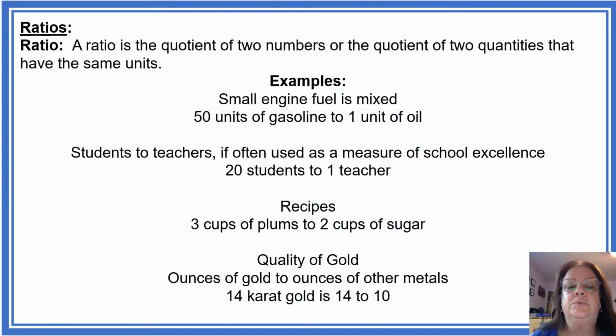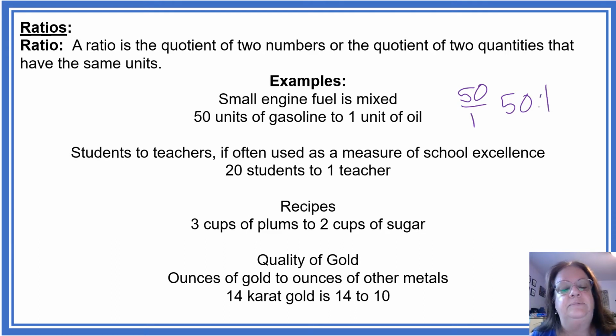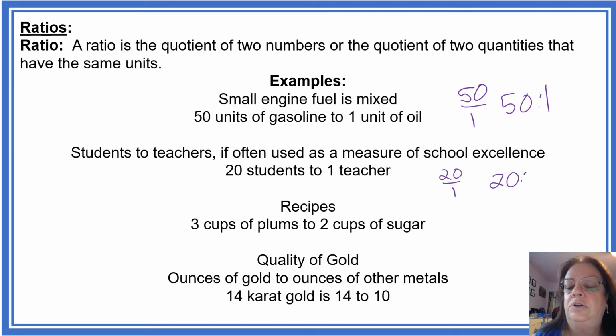A ratio is the quotient of two numbers, or the quotient of two quantities that have the same units. For example, small engine fuel is mixed 50 units of gasoline to 1 unit of oil. So we would say that the ratio is 50 to 1. You can also write it as 50:1. Students to teachers is often used as a measure of school excellence: 20 students to 1 teacher. Again, you would write it as 20 to 1 or 20:1.